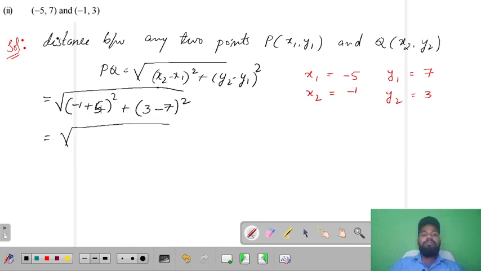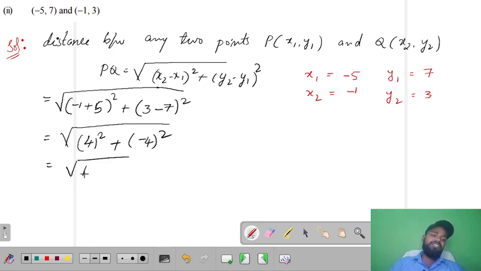Minus 1 plus 5 is nothing but 5 minus 1, that is 4. So 4 square plus 3 minus 7. 3 minus 7 is nothing but minus 4. Then 4 square is 16. Plus minus 4 square is also 16. So now 16 plus 16 is 32.